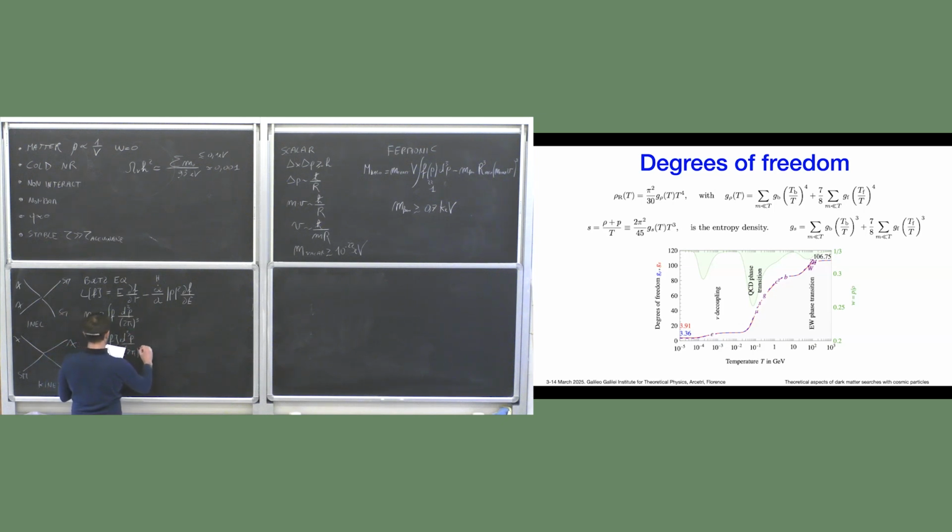And this becomes 1 over a cubed derivative over time of n a cubed. And this is equal to the first part of the Boltzmann equation that is typically used for the freeze out. Okay, so this is the part that takes into account just the evolution of the density due to the expanding universe. And let's do again the exercise that we did before.